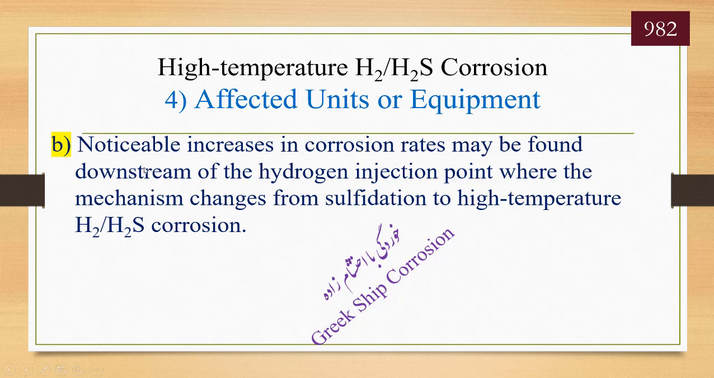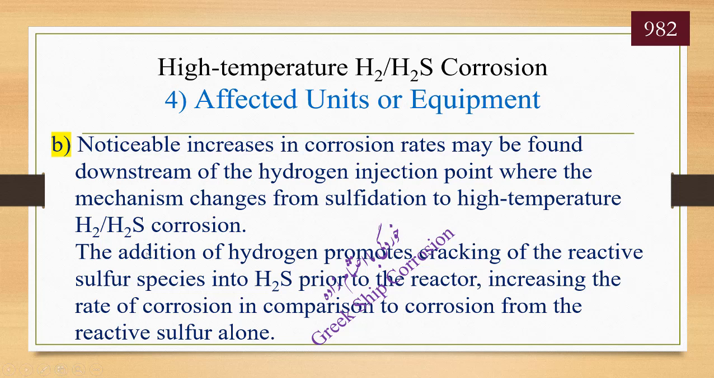B. Noticeable increases in corrosion rates may be found downstream of the hydrogen injection point, where the mechanism changes from sulfidation to high temperature H2S corrosion. The addition of hydrogen promotes cracking of the reactive sulfur species into H2S prior to the reactor, increasing the rate of corrosion in comparison to corrosion from the reactive sulfur alone.